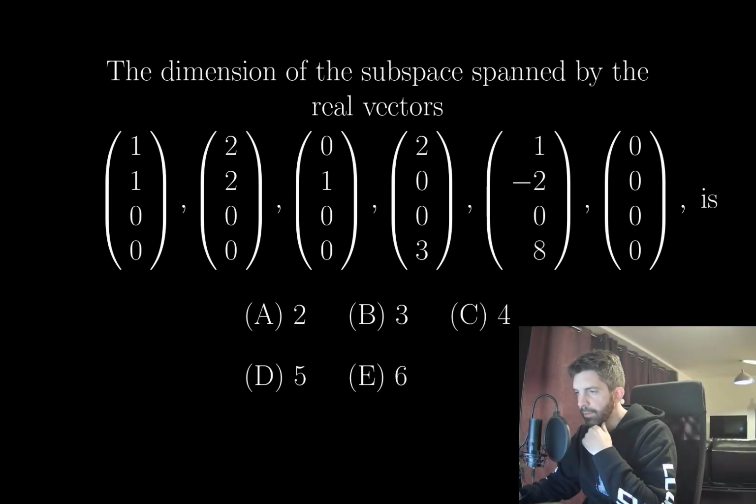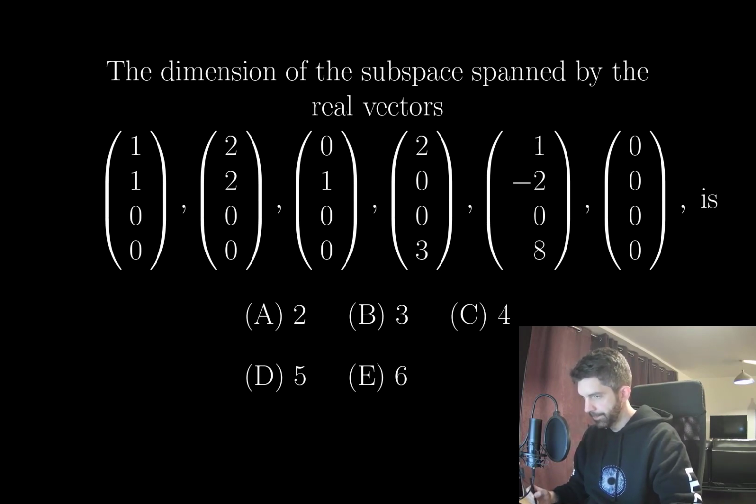The dimension of the subspace spanned by the real vectors is 2, 3, 4, 5, or 6. Okay, so the answer is certainly not 5 or 6 because they are vectors with 4 coordinates. And I can see immediately that there's an obvious linear dependence between some of these specific ones. The first two are just multiples of each other. The last one is all zeros, so we can throw some of these out right away.